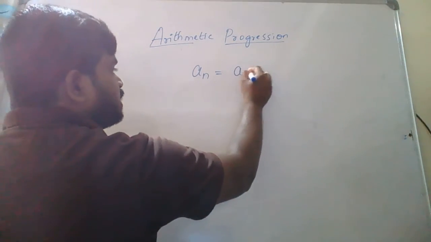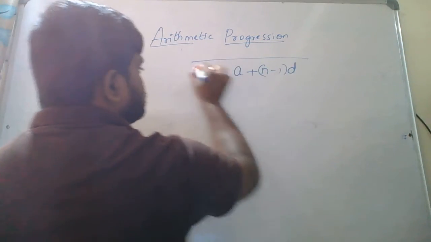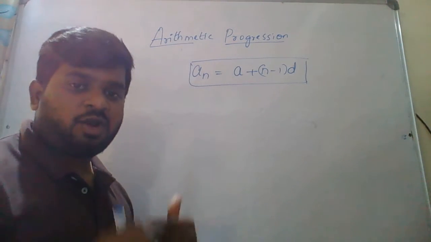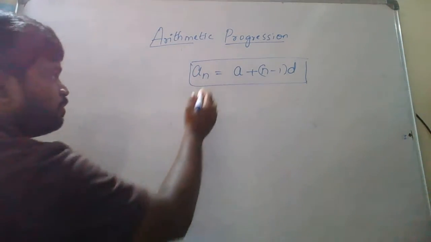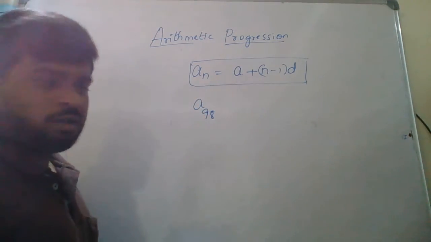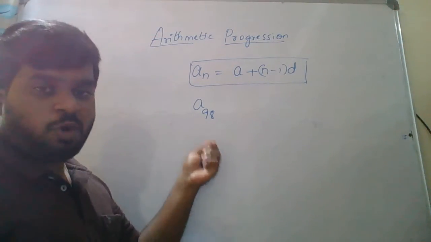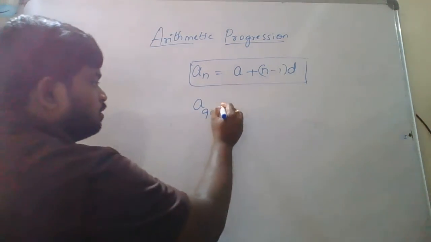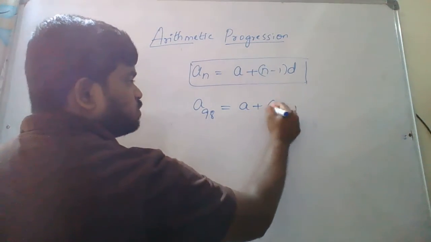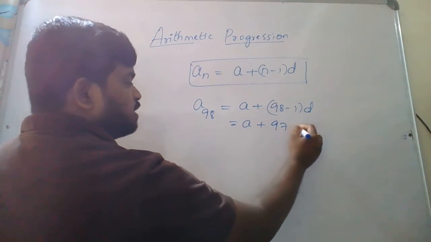The nth term is given by a plus n minus 1 into d. This is the formula. Now you want to know the amount that you're going to get on the 98th day, right? Very simple. Just take out this n and put 98. If you replace it by 98, it becomes the 98th term, that is the amount on the 98th day. That is equal to a plus, n value is 98, minus 1. A plus 98 minus 1 is 97.